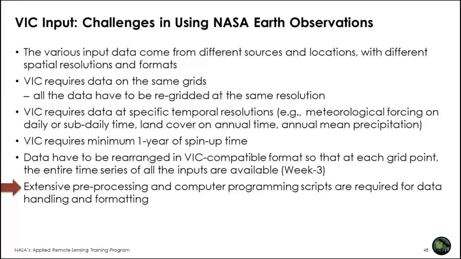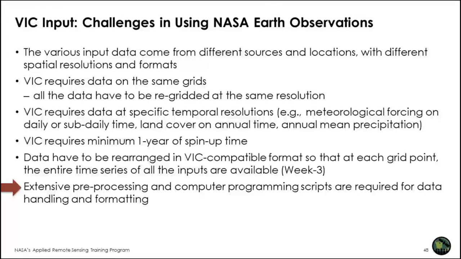So the data have to be rearranged. All these are raster forms, which are like maps, latitude, longitude maps, but VIC requires that for each grid point, each latitude, longitude, you have the entire time series of data. And next week, Kale is going to walk us through how to do that. But that also is a major reformatting of all the input data.